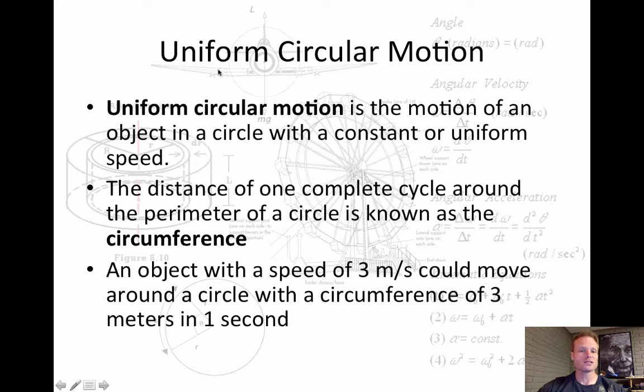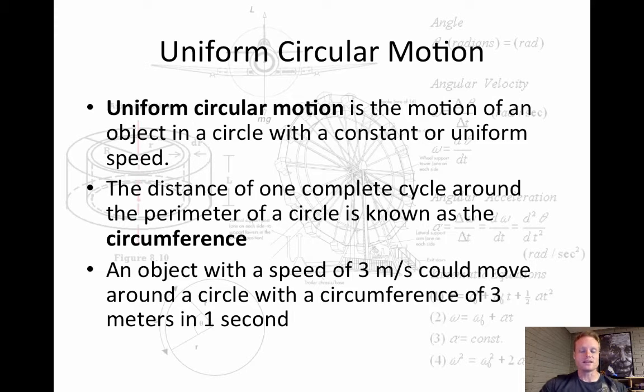Uniform circular motion is the motion of an object in a circle with a constant or uniform speed. So basically that means an object, a car, could be going around a racetrack at 30 miles per hour. Okay, so it's going at a constant speed going around this racetrack.